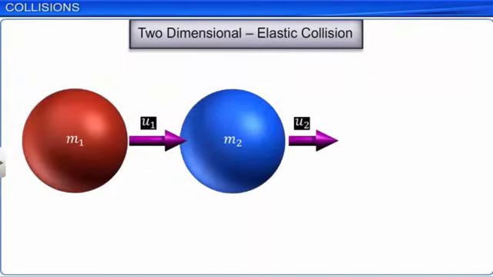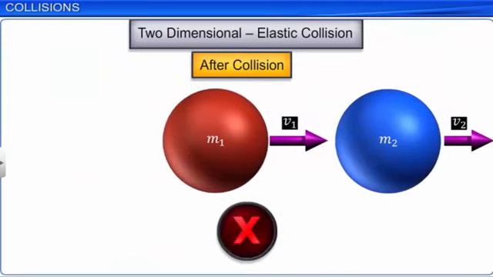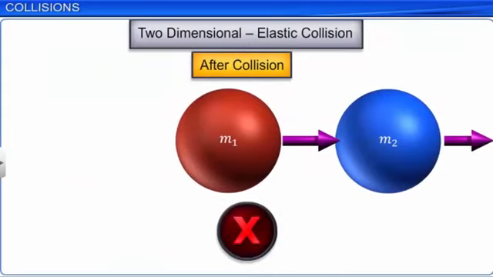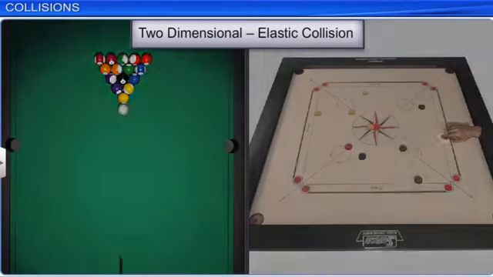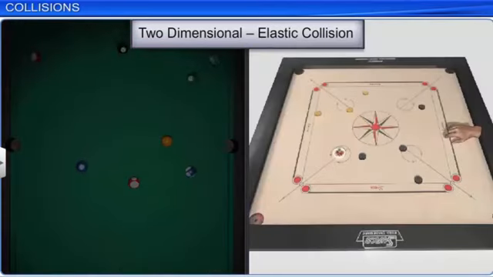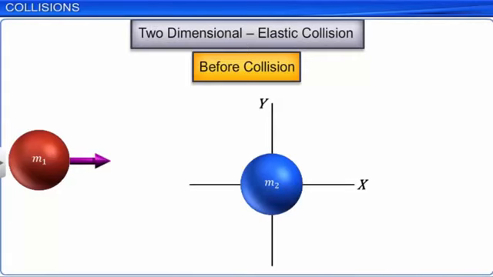In a real-life situation, we do not encounter collisions where bodies before and after colliding move along the same straight path. They collide in 2 dimensions, as usually observed in a game of billiards or carom. Consider an elastic collision in 2 dimensions, where a body of mass m1 with velocity u1 along the x-axis collides elastically with a body of mass m2 at rest.